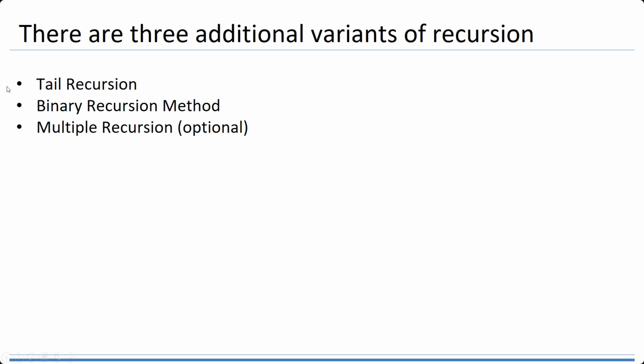Next, we are going to learn the other kinds of variants of recursion. There are three additional variants, but I'm going to focus on only two: tail recursion and binary recursion. For multiple recursion, I will not explain it, so you can explore it yourself if you have interest in this recursion.